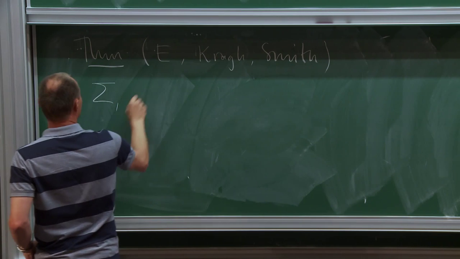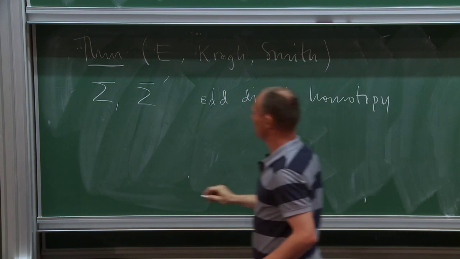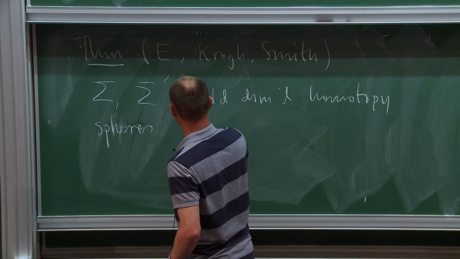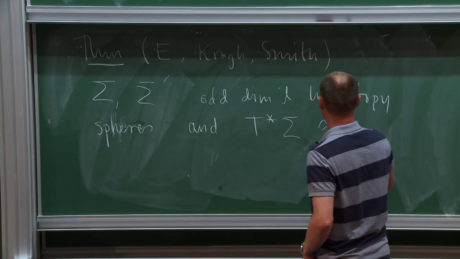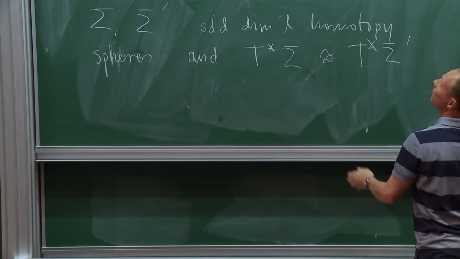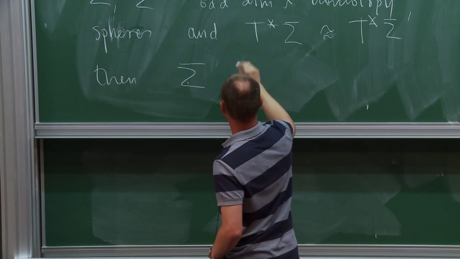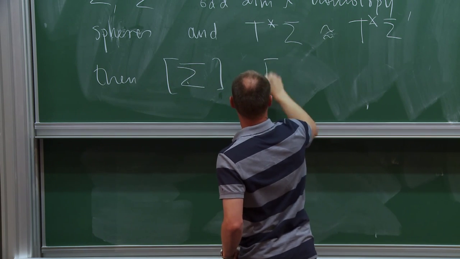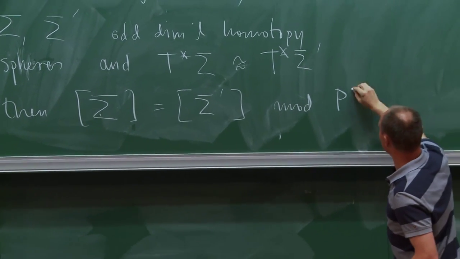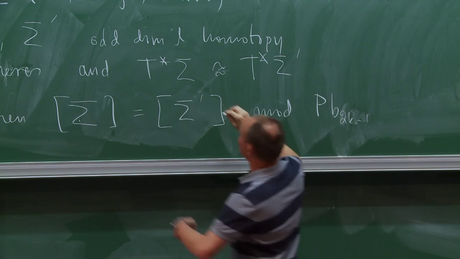It says the following: if sigma and sigma prime are odd dimensional homotopy spheres, and if the cotangent bundle of sigma is symplectomorphic to the cotangent bundle of sigma prime, then the class of sigma and the class of sigma prime in the group of homotopy spheres are equal modulo boundary parallelizable spheres. So in this dimension, 2k minus 1 perhaps. All dimensions are 2k.